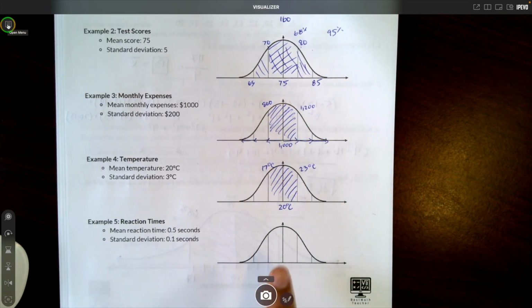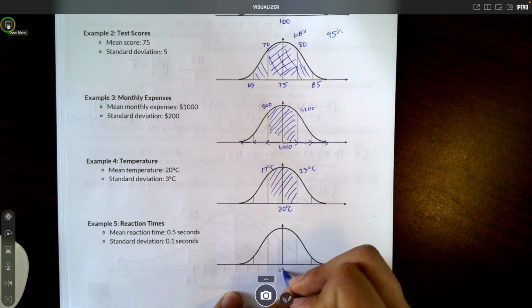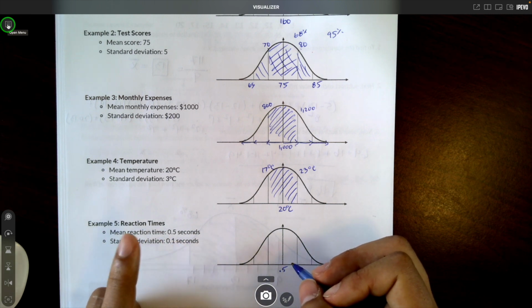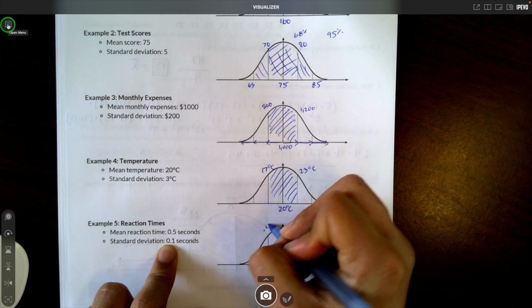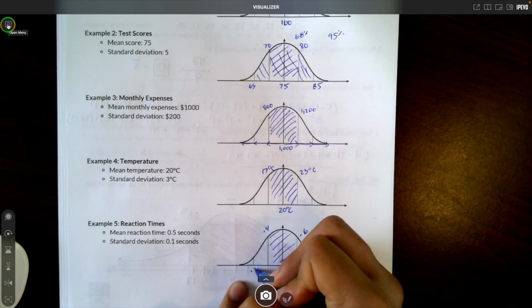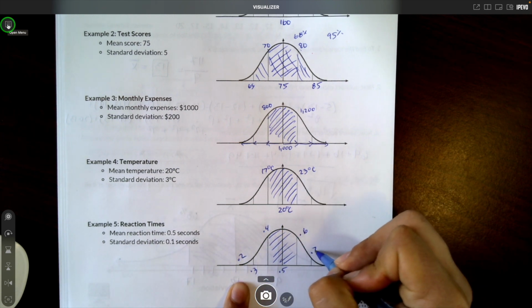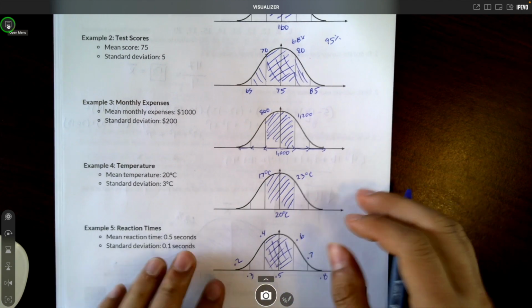See if you can do the last one, but so you can pause the video, but the mean is 0.5 seconds, whatever this is, reaction time. Standard deviation is 0.1, so I'm going to add 0.1, I'm going to subtract 0.1. That's most people's reaction times. And obviously you can keep going lower to calculate everything, but I'm only looking for the middle part, okay?